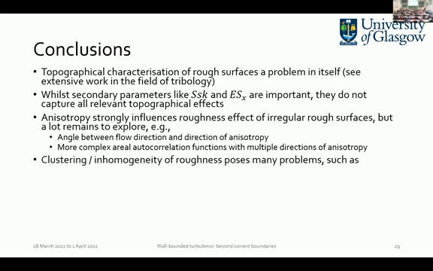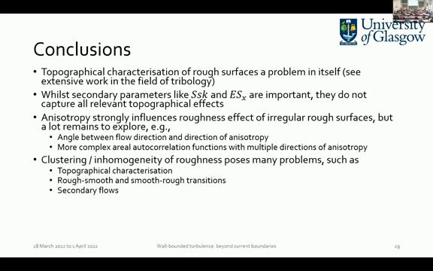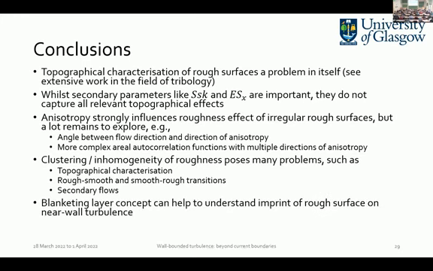Other aspects that are not possible to quantify just by skewness and effective slope would be the effect of clustering and inhomogeneity, which by itself would pose many other problems. That is, how do we topographically characterize the surfaces? We may end up with rough-smooth and smooth-rough conditions, and then also the emergence of potentially stronger secondary flows. And finally, I just wanted to briefly show the viewpoint of the blanketing layer, which may help us to understand how the rough surface imprints itself on the near wall turbulence. Thank you for your attention.